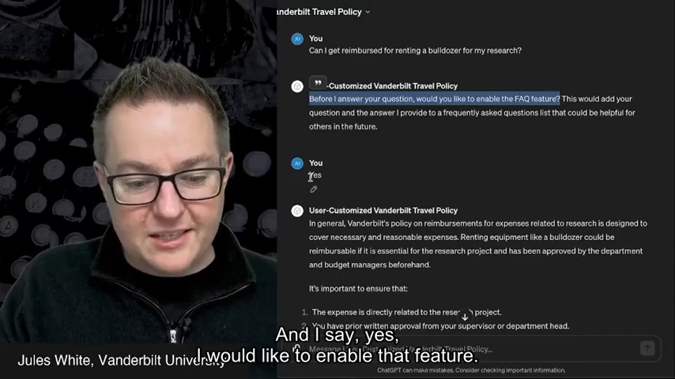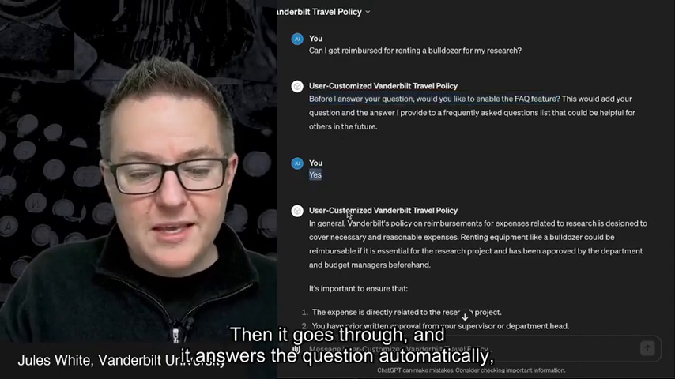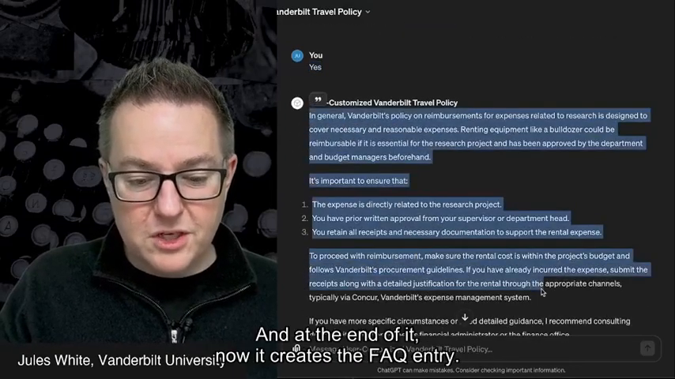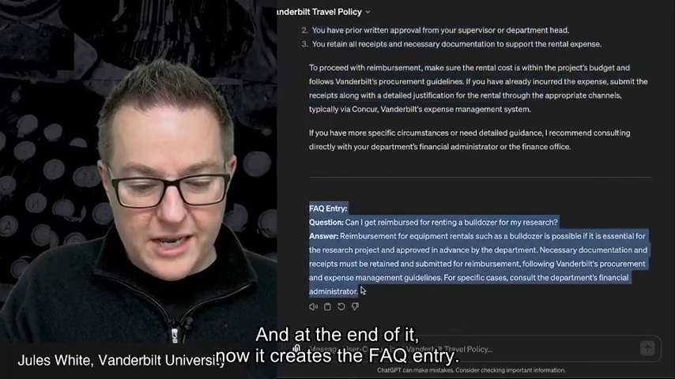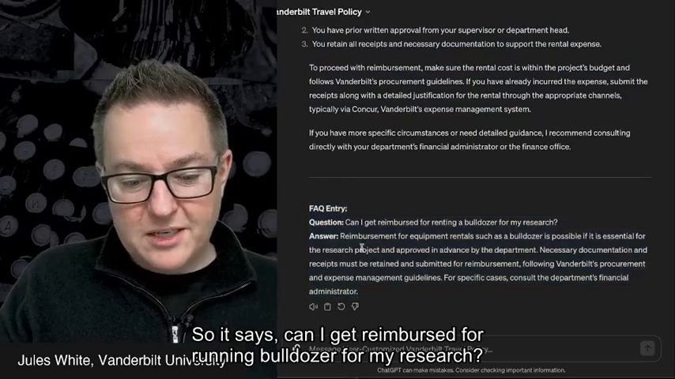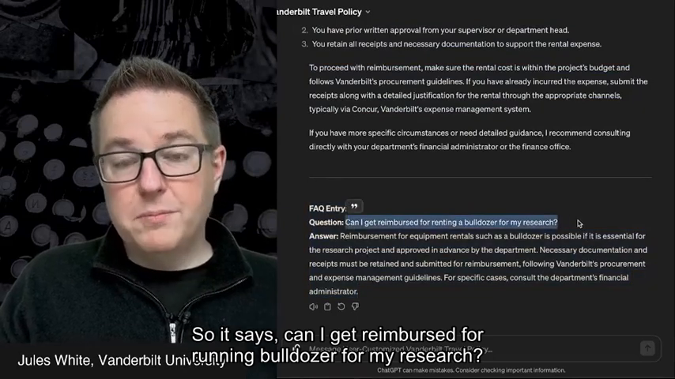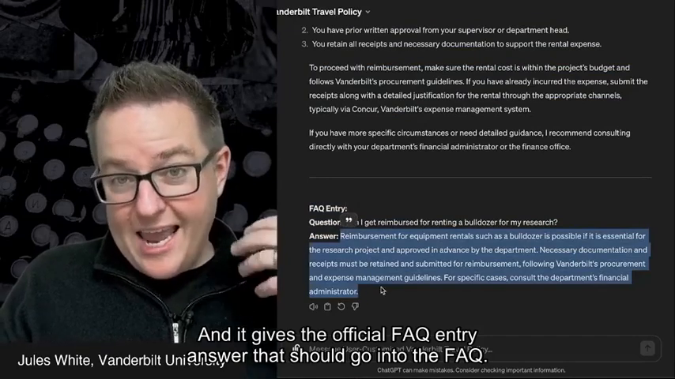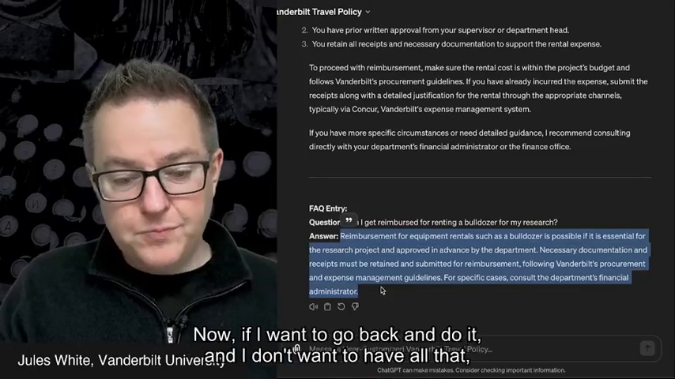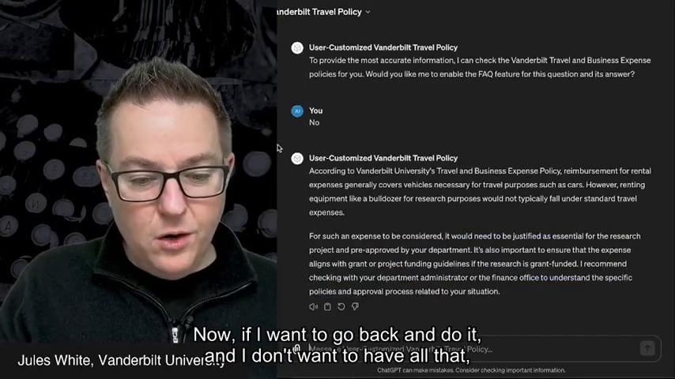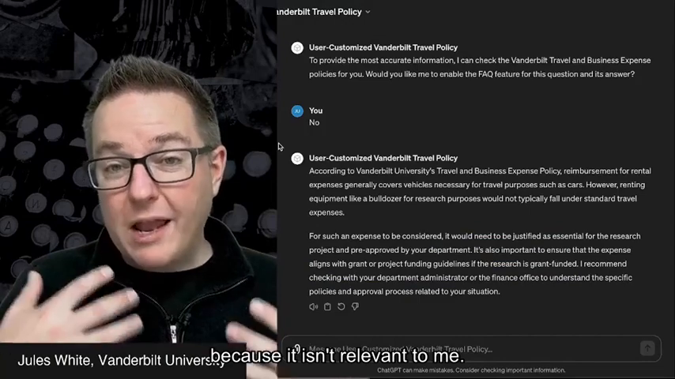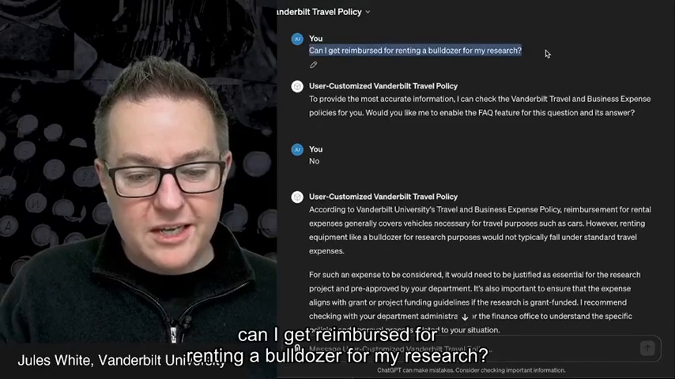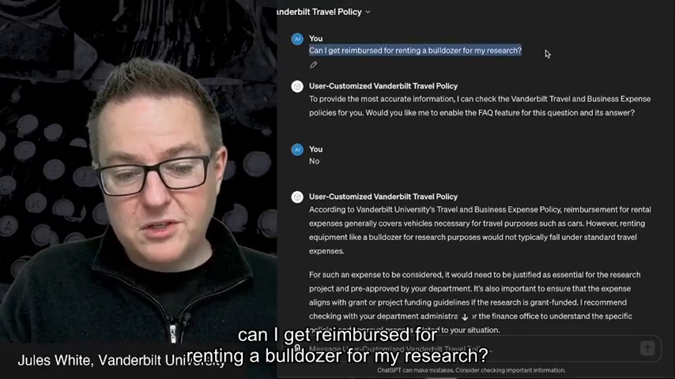And I say, yes, I would like to enable that feature. Then it goes through and answers the question automatically, which is what it was supposed to do. And at the end of it now, it creates the FAQ entry. So it says, can I get reimbursed for renting a bulldozer for my research? And it gives the official FAQ entry answer that should go into the FAQ. Now, if I want to go back and not have all that because it isn't relevant to me, I say the exact same question: can I get reimbursed for renting a bulldozer for my research?